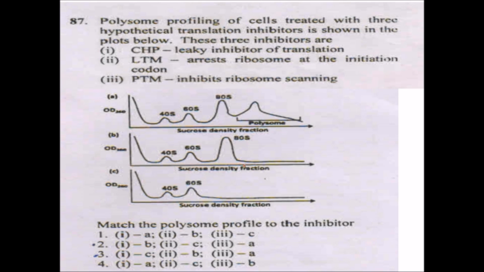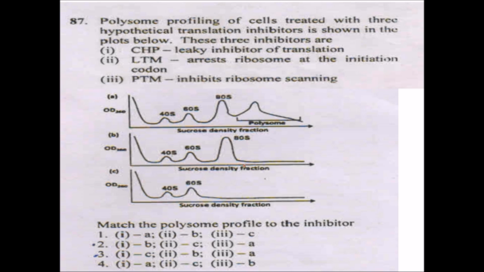Next question. Polysome profiling of cells treated with 3 hypothetical translation inhibitors is shown in the plots below. These 3 inhibitors are CHP, which is the leaky inhibitor of the translation, LTM, which arrests the ribosome at the initiation codon, and PTM, which inhibits ribosome scanning.